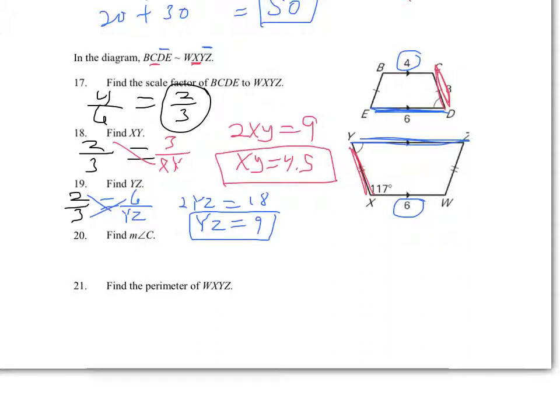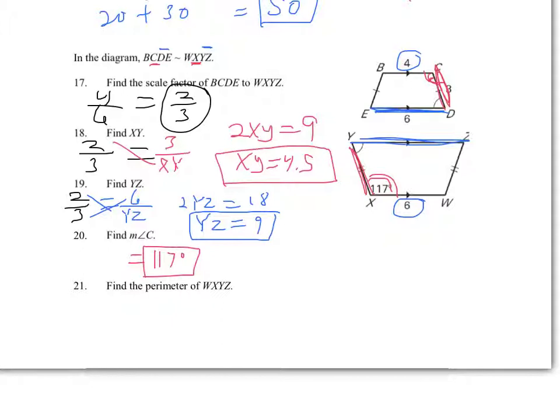Alright, next one. Find the measure of angle C. Where is angle C? Angle C is right here. And what angle does C match up with? Well, if I look at my diagram, C is the second letter, and X is the second letter. So angle C matches up with angle X. Angle X is 117, so therefore, the measure of angle C is also 117.